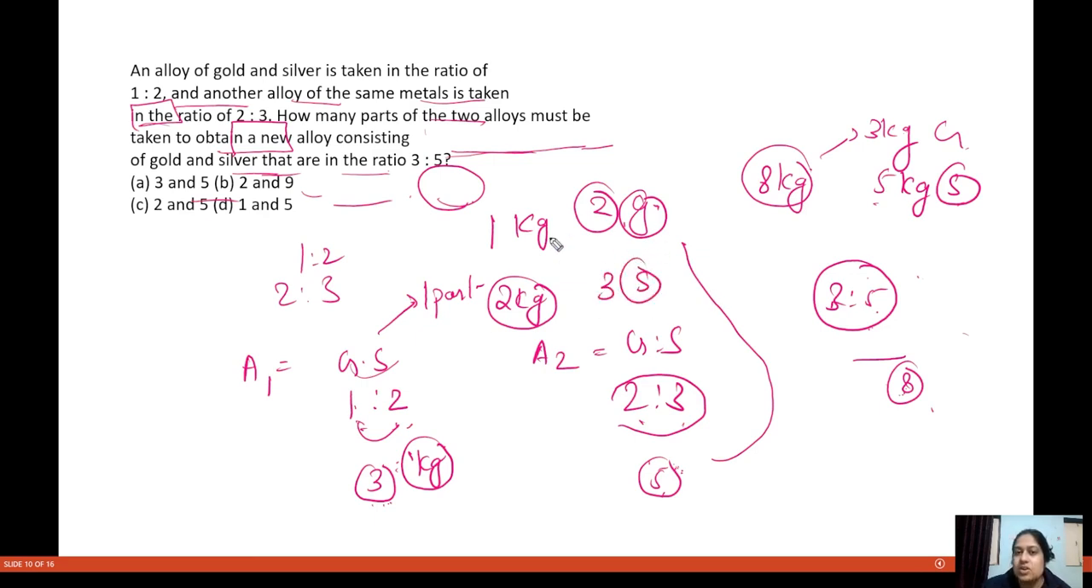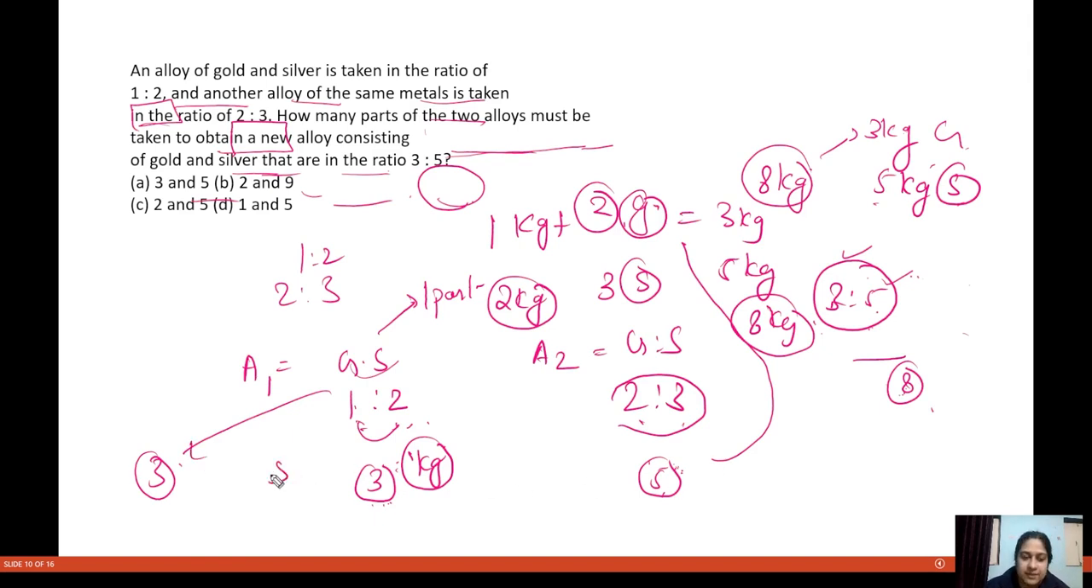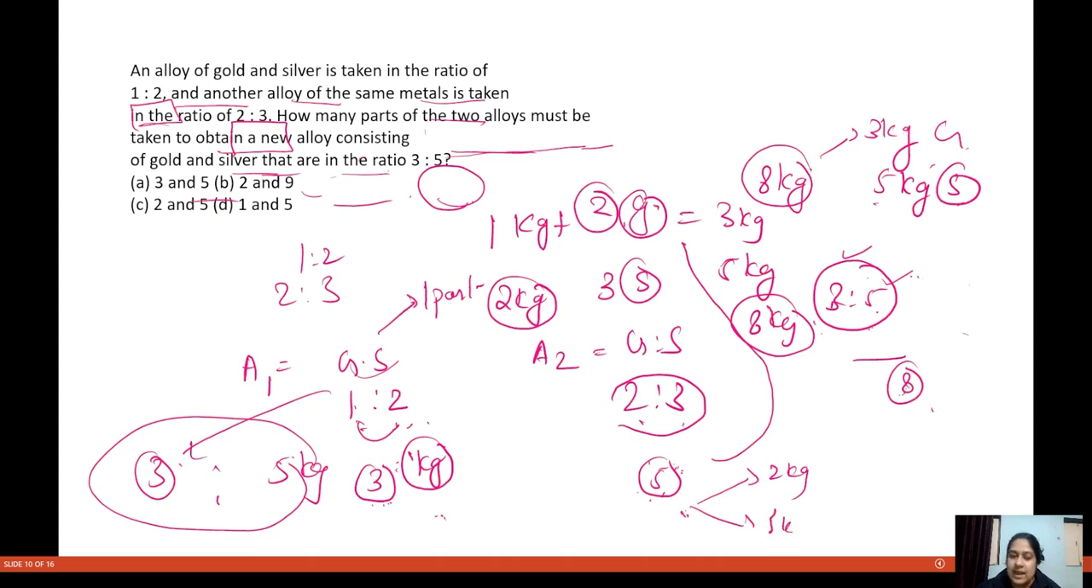And this is the thing we want, 3 is to 5. So you have to take 3 kg from this one, and then you have to take 5 kg from this one. So the ratio will be coming equal to 3 and 5 only. It is saying how many parts of two alloys must be taken. So 3 part take this alloy and 5 part take this alloy, because this 5 part will contain 2 kg gold and 3 kg silver, and this 3 part will contain 1 kg gold and 2 kg silver. So when you add this, you get 3 and 5 ratio.